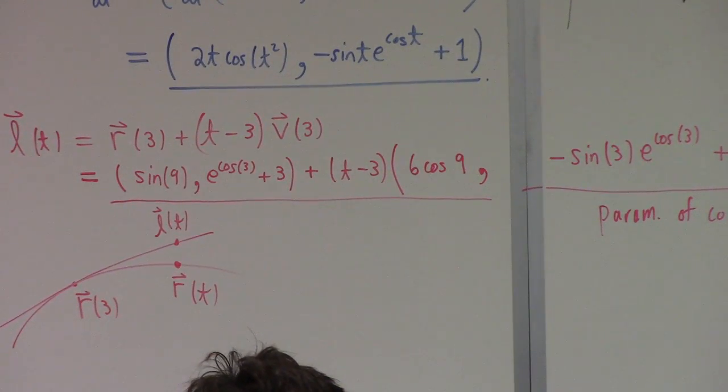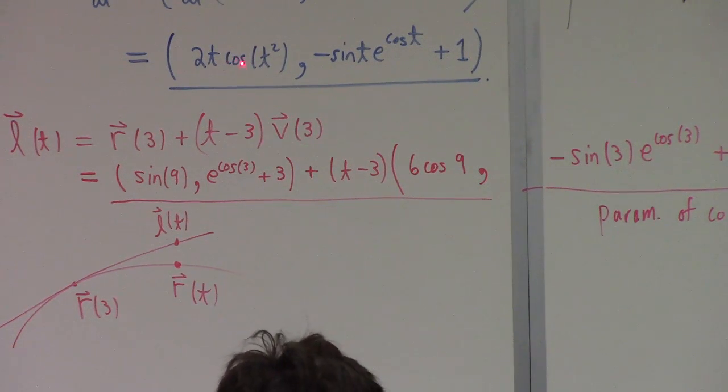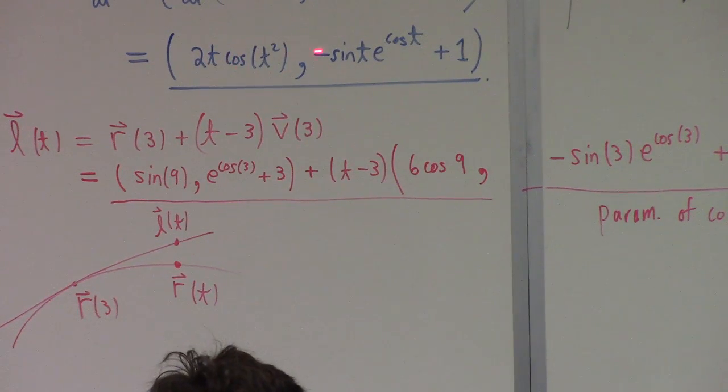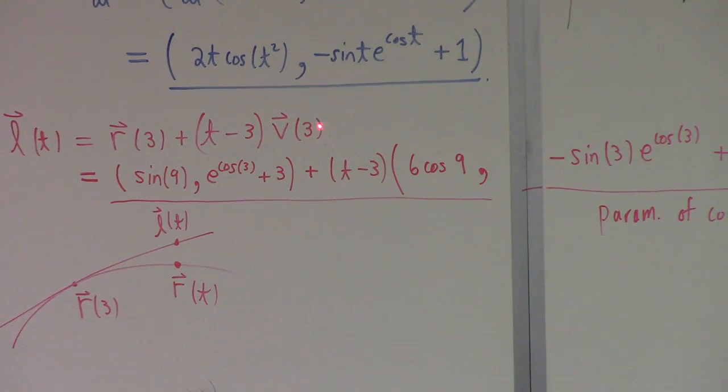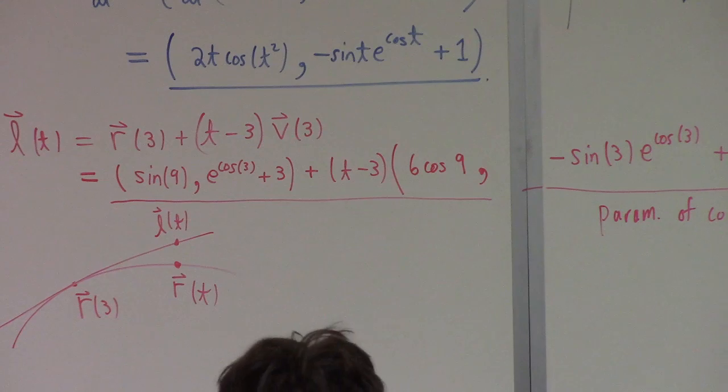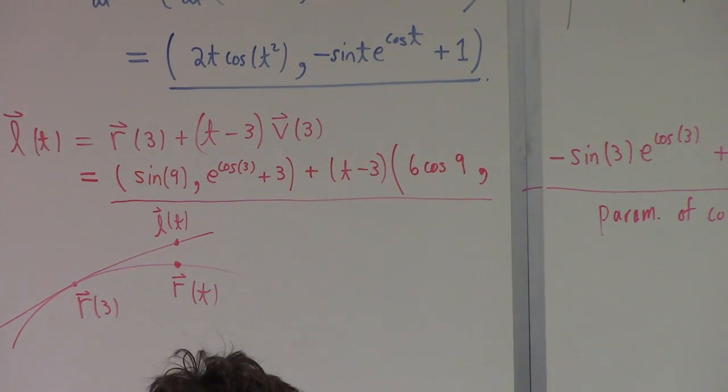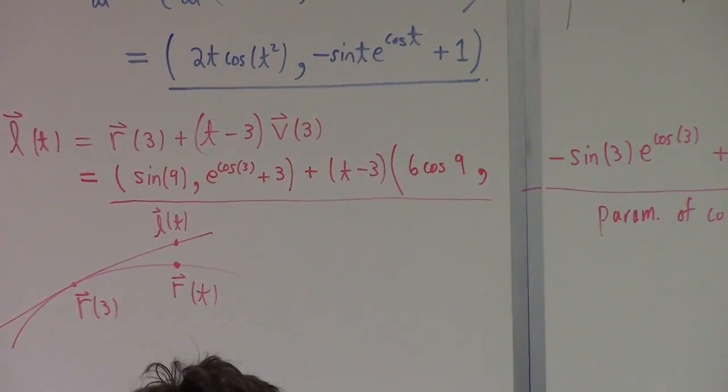It is very important in this problem that you take the time in the velocity and you replace it with the appropriate parameter, in this case 3. Leaving velocity as a function of time here does not give you a tangent line. It gives you something else, which is wrong. Very, very wrong. But also very popular in tests, both in here and in Calculus 1.